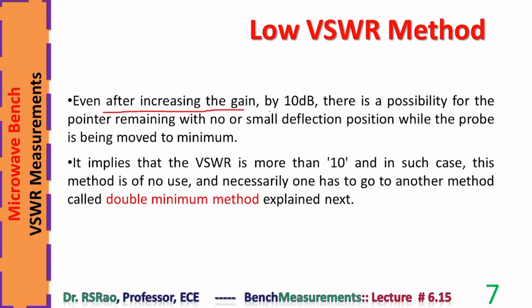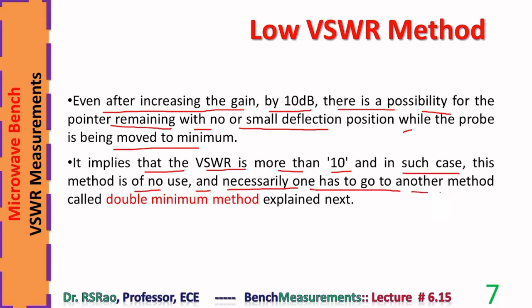Even after increasing the gain by 10 dB, there is a possibility of the pointer remaining at no or small deflection position while the probe is being moved to minimum. It implies the SWR over the line is 10 or more than 10, and in such a case, this method is of no use. Necessarily one has to go to another method called the double minimum method.